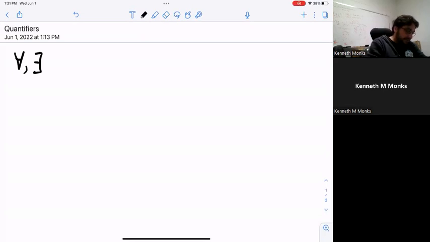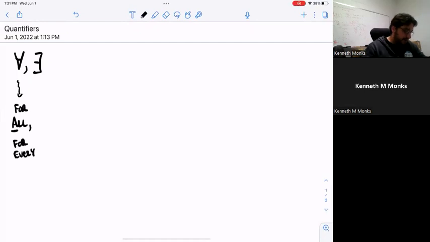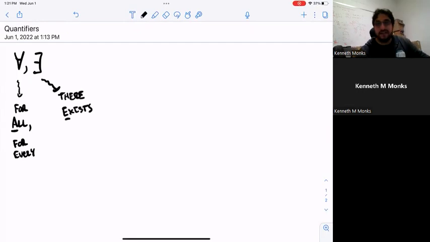And what these are, honestly, are just shorthands. So the upside down A is a short way of writing for all, or sometimes people say for every, but you can think of it as A for all, right? And then the backwards E is an existential quantifier. So you can think of it as a backwards E for the word exists, right? So these are the two main quantifiers.